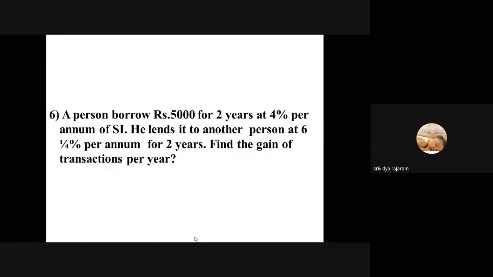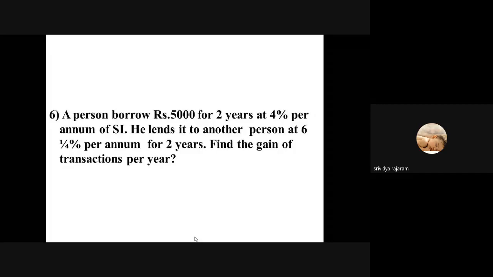So read the question again. A person borrows rupees 5,000. So some person is borrowing rupees 5,000 from a bank for 2 years at 4% per annum. So this 5,000 is nothing but the principal amount or initial amount which he is borrowing from the bank. For how many years is he borrowing? He is borrowing it for 2 years. For 4%, R is nothing but 4%.